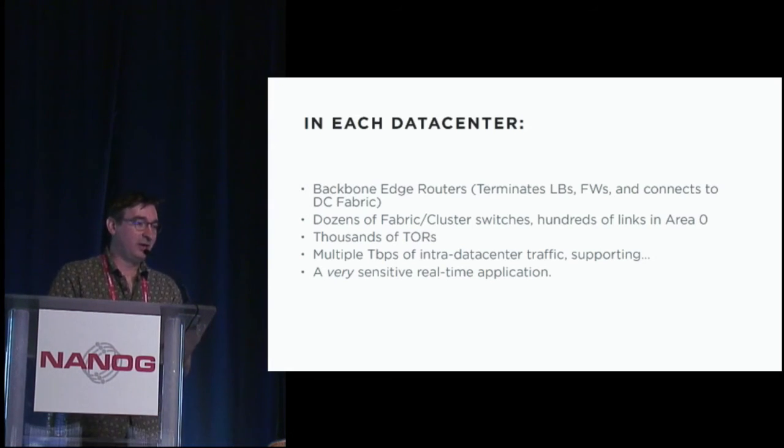So a quick description of the data center topology: a standard Clos model, backbone edge routers that connect the data center to the backbone, as well as terminate our load balancers and firewalls. Dozens of fabric and cluster switches. I believe that we were 4 wide on fabric at the time that we started this. We've expanded that fabric and gone wider since. Thousands of top of racks, and multiples of terabits per second of traffic going between hosts in the data center.